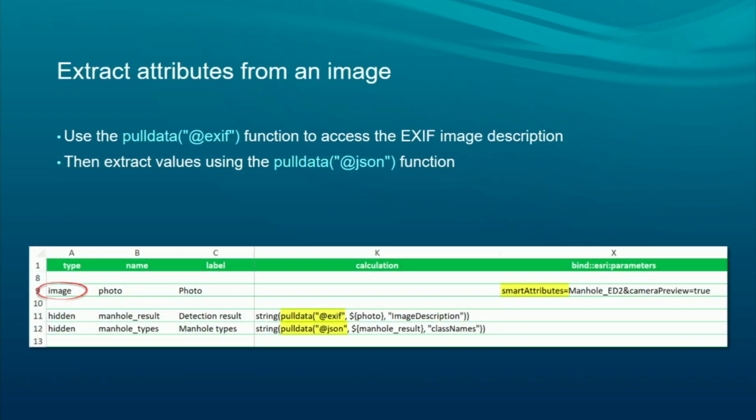And this is just a quick example of what you can do to extract the data from the object detections in the image question. In this case, we're using pulldata("@exif") to grab the JSON from the image description field. That's just a tag in the image EXIF, but you get that whole JSON there. And then once you've got the EXIF into a question in your form, you can pull out all of the attributes from that JSON file using pulldata("@json").